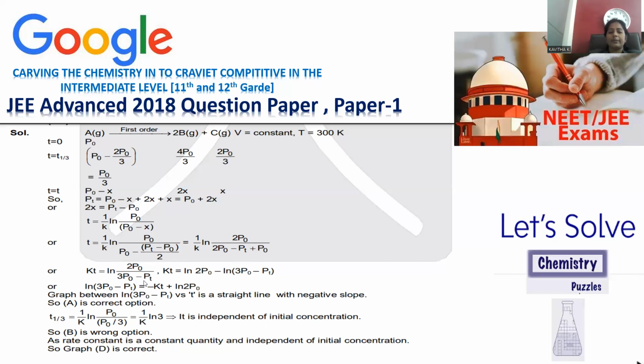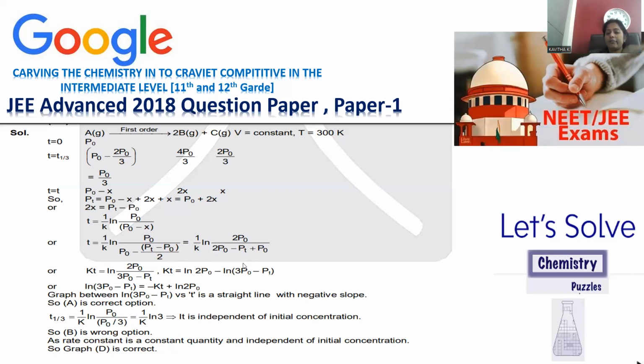3P naught minus Pt. Then denominator, if you are taking the denominator term as the numerator, what happens in the logarithmic value? The value will become negative. So that let me write the final equation. Kt is equal to ln 2p naught minus ln (3p naught minus pt). This is the final equation.